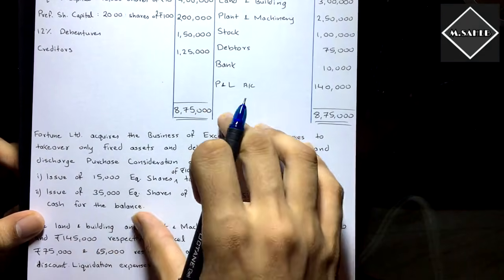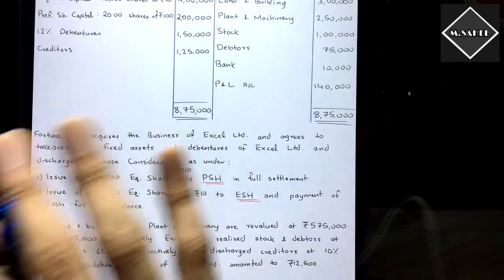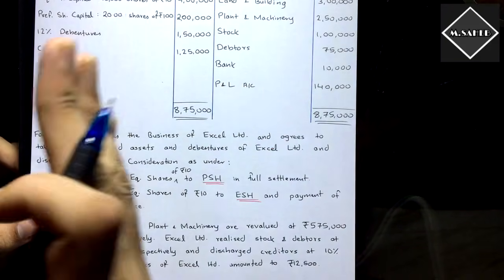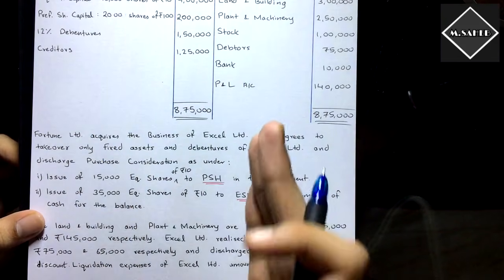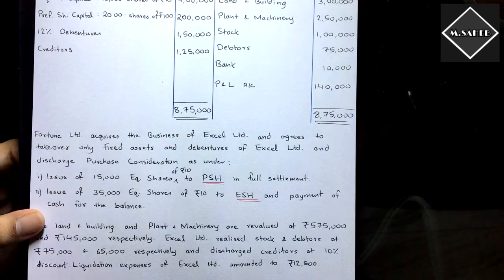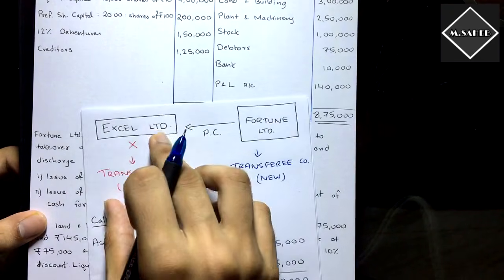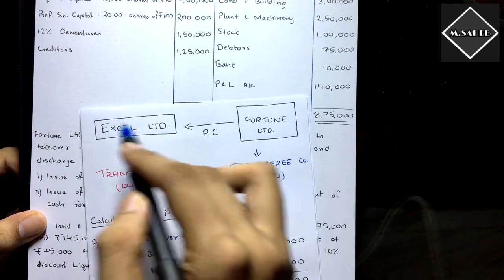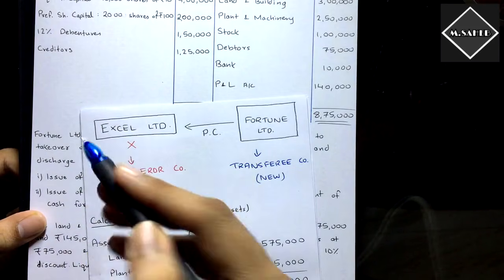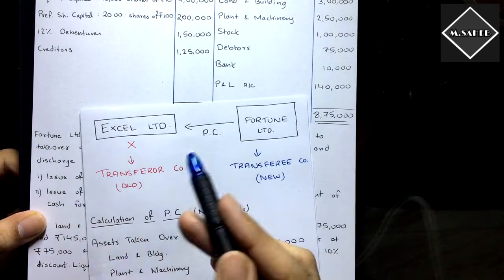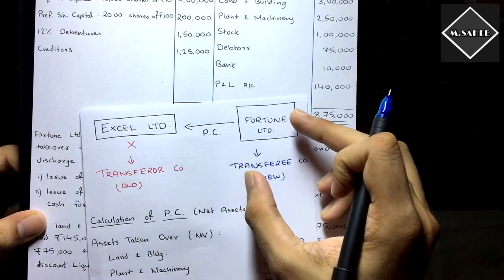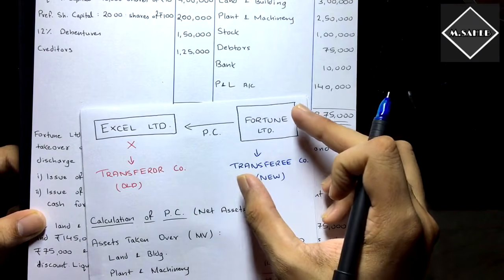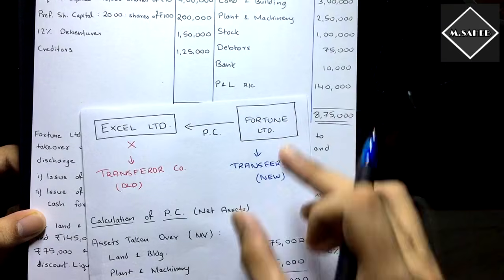In the books of old company, transferor company, the accounting treatment is same, whether it is amalgamation in the nature of merger or purchase, it doesn't matter. Okay, because accounting standard 14 doesn't apply on the Excel Limited. Whatever treatment we are going to do, whatever journal entries, ledger accounts we are going to do in the Excel Limited, it doesn't matter whether amalgamation is in the nature of purchase or merger. It only matters here in the books of Fortune Limited. Fine, because AS 14, accounting standard of amalgamation only applies on the Fortune Limited, the transferee company.